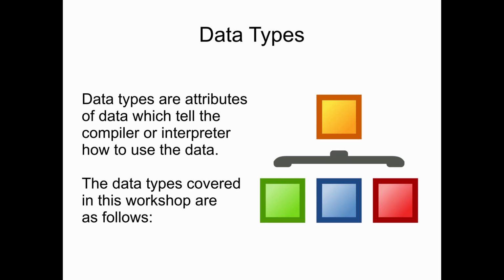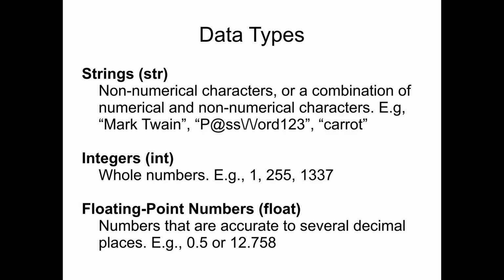The data types covered in this workshop are as follows. Strings, which are non-numerical characters or a combination of numerical and non-numerical characters. Integers, which are whole numbers, and floating point numbers, which are numbers accurate to several decimal places.